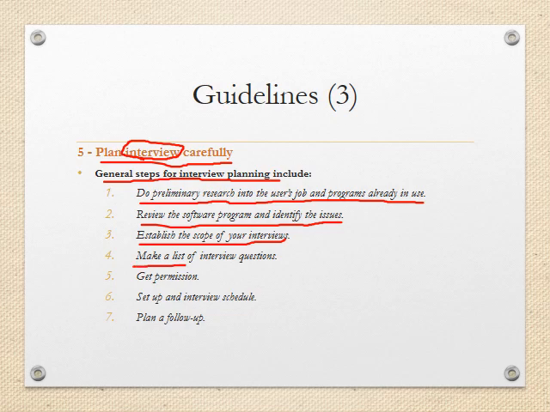Fourth, make a list of interview questions. Prepare your questions. Five, get permission. When we say get permission, from whom will we get the permission? The permission can be obtained from the boss, user, manager, or security people. Because we sometimes have issues related to privacy and security, so we have to get permission. Number six, set up an interview schedule.